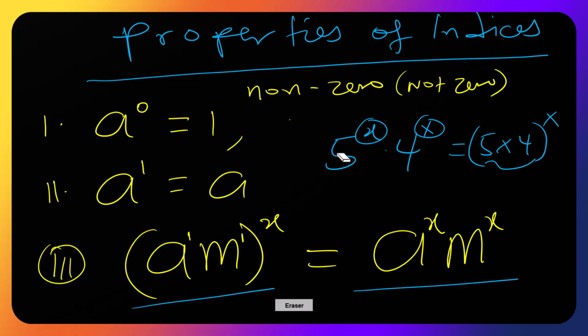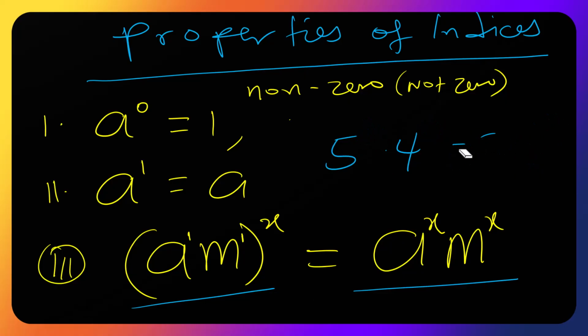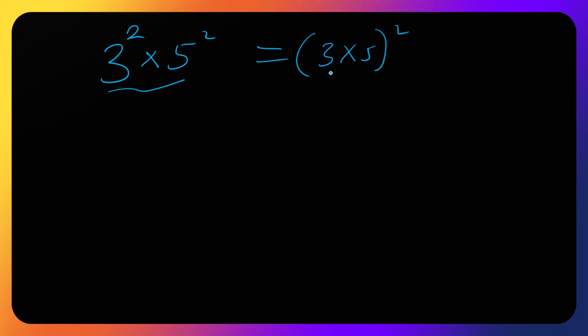All right, now let me throw more light on the power of product of two numbers. Let's observe this: 3 to the power of 2 times 5 to the power of 2. Because we have 2 in common here, we can take them out. So I will leave this 3 times 5 all to the power of 2. So 3 times 5 is 15. That will be 15 squared.